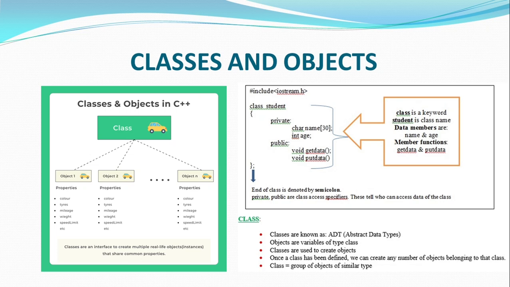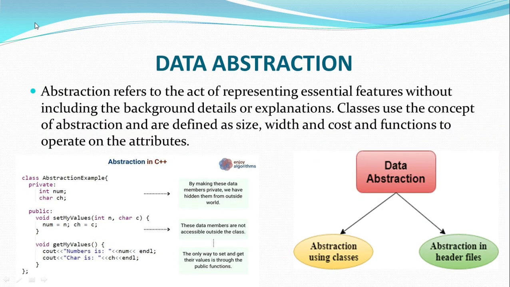And two functions we are using here, get data and put data. In get data we are going to collect the data. In put data we are going to display the data. Just we are going to display the name and age. So this is a simple example of classes and object. Then class can be known as abstract data types, and objects are variables of type class. Objects are used to create objects once classes have been defined. We can create any number of objects. Class is equal to a group of objects of similar types.